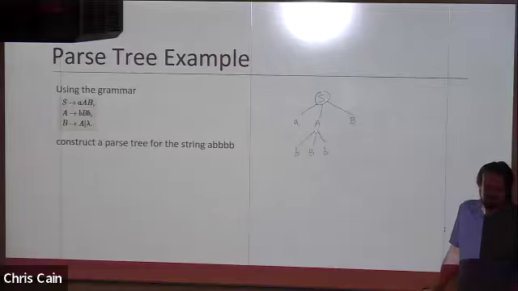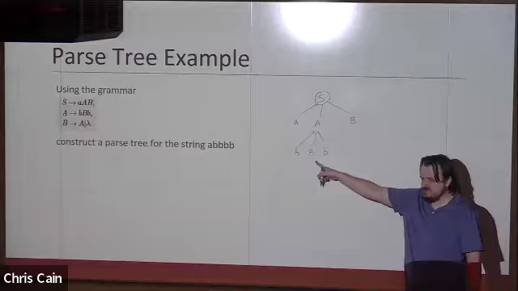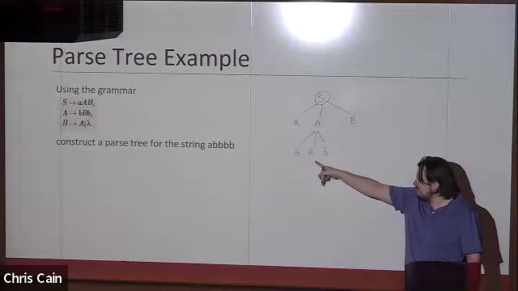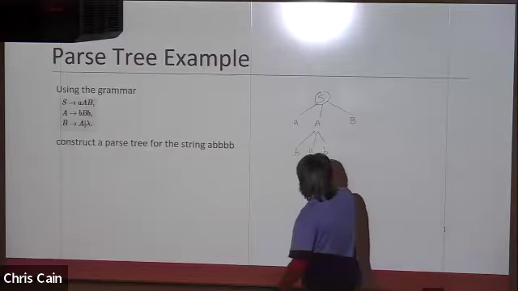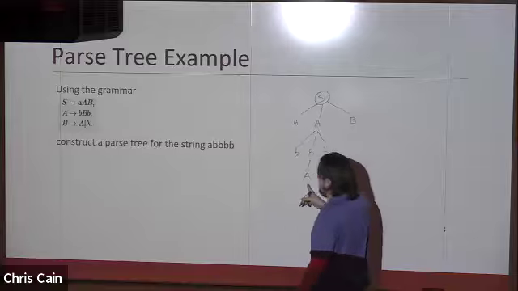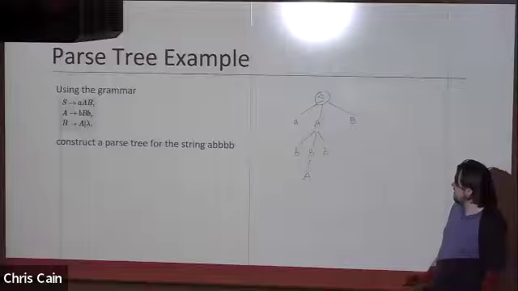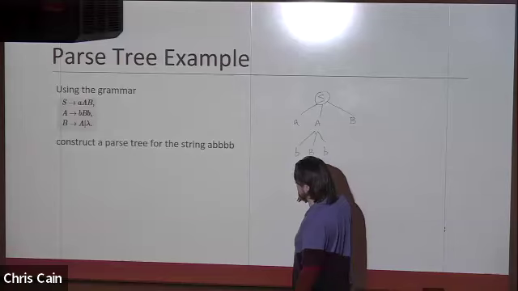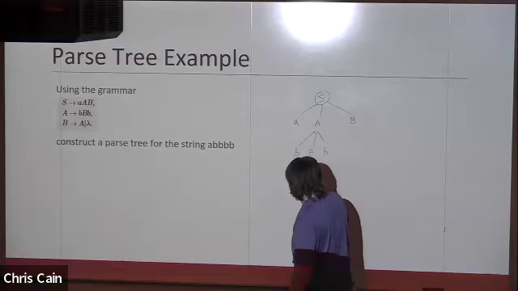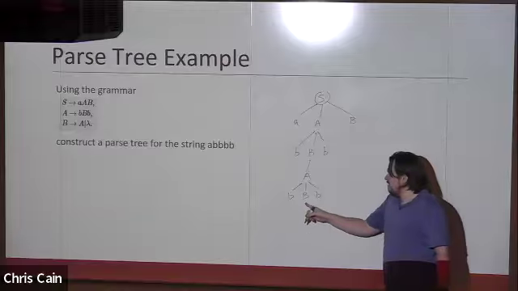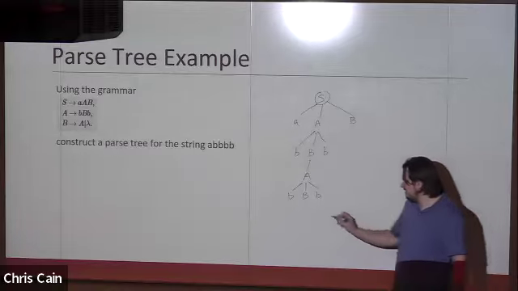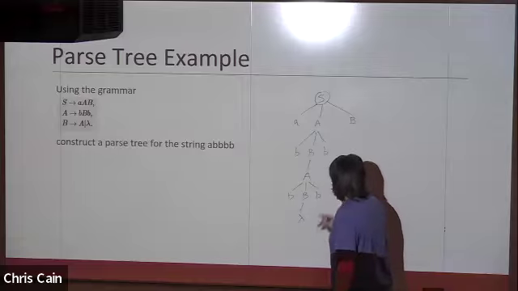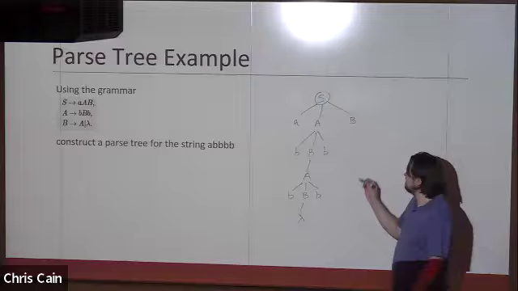Where did we go from here? What did we do in that leftmost derivation for this B? Does it become A or does it become lambda? Becomes A. What did this A become? The B, capital B, B again? Then what does this B do? Goes to lambda. What does this B do? Goes to lambda.